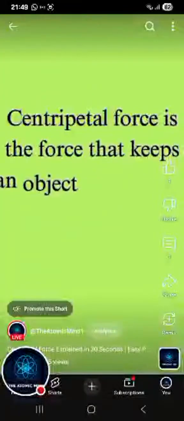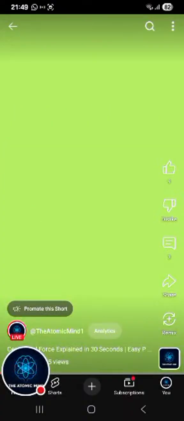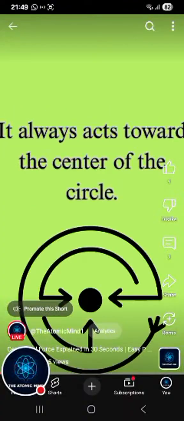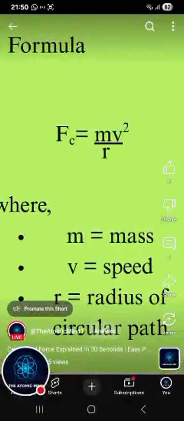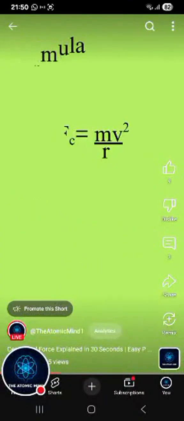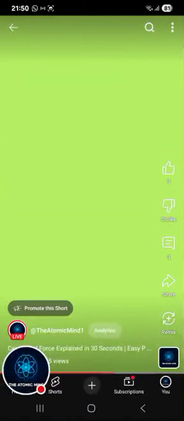Centripetal force. Centripetal force is a force that keeps an object moving in a circular path. It always acts towards the center of the circle. Formula is F is equal to mv square upon r. Let's understand it in easy words. When something goes around in a circle, it always wants to fly outward due to inertia, but centripetal force pulls it inward, keeping it on the curved path.